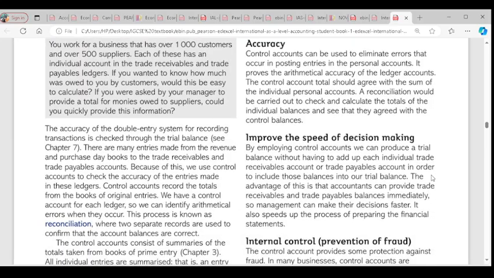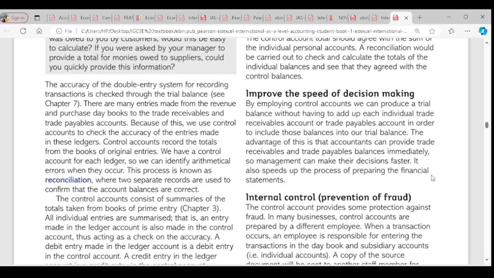Second, improve the speed of decision making. It helps accountants to provide details about both trade receivables and trade payables, which will allow managers to make quicker decisions. Because now we have the final figure for trade receivables and the final figure for trade payables, we would know if we have enough cash to pay our trade payables, and if we have to retrieve our cash from trade receivables, we make decisions immediately.